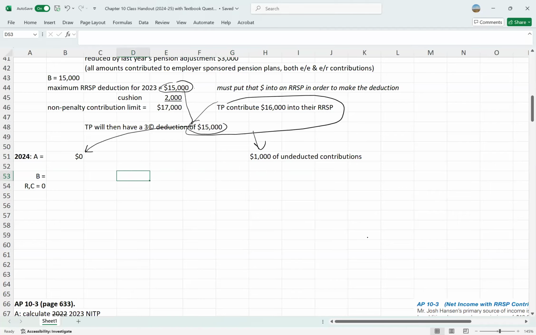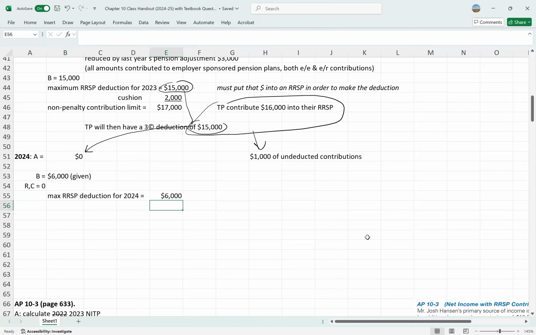Now, just to make this easier, let's say the B amount was 6,000. I'm not going to go through the calculation. Let's just say the B amount was 6,000. And so A plus B, R and C are 0. So then if we work through the simple calculation here, the maximum RRSP deduction for 2024 will just be $6,000. So once again, fairly straightforward.